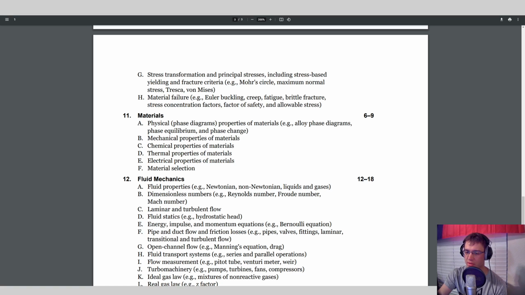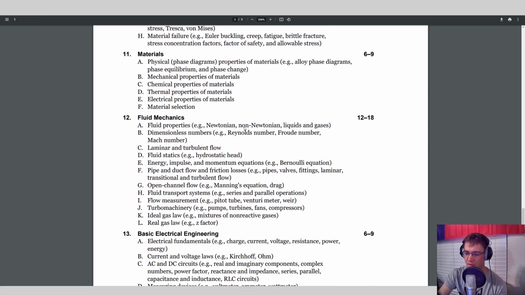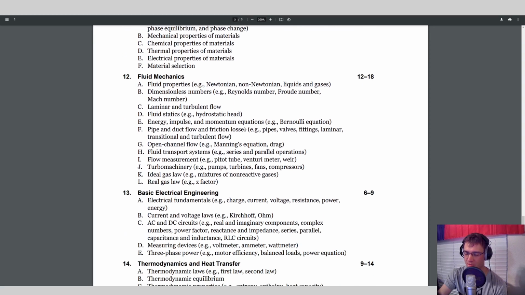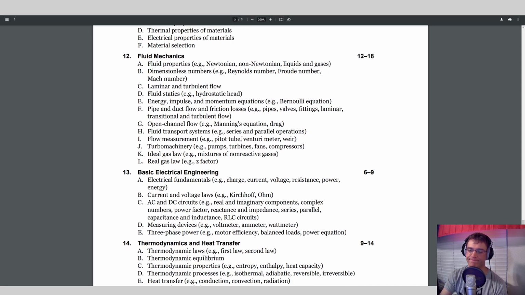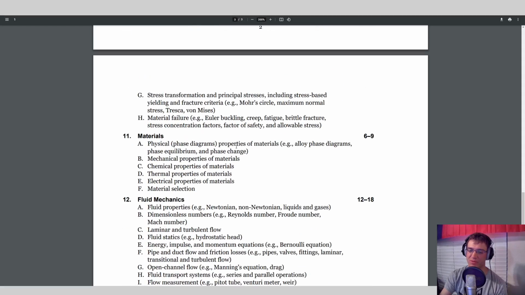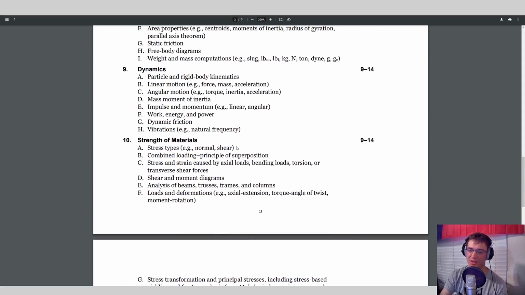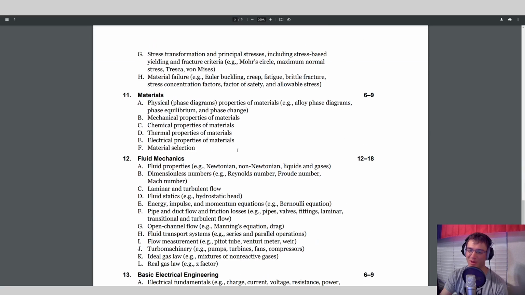Materials: physical, chemical, thermal, electrical. This is just understanding the properties of materials in general. It will probably mostly be metals. Fluid mechanics. This is a whole thing that I'm not familiar with. But I'm sure at the end of the day you still start with a free body diagram.